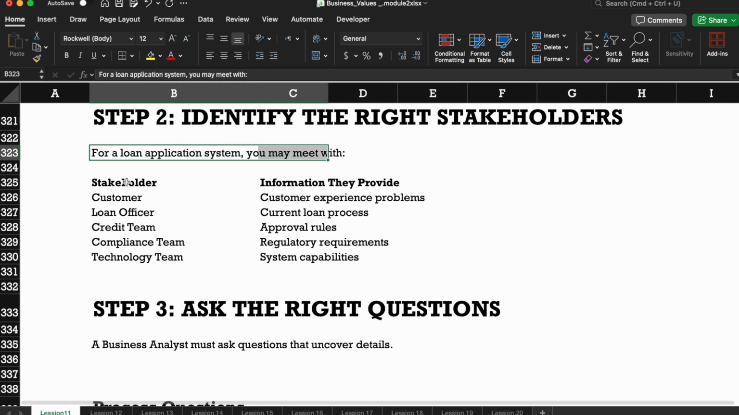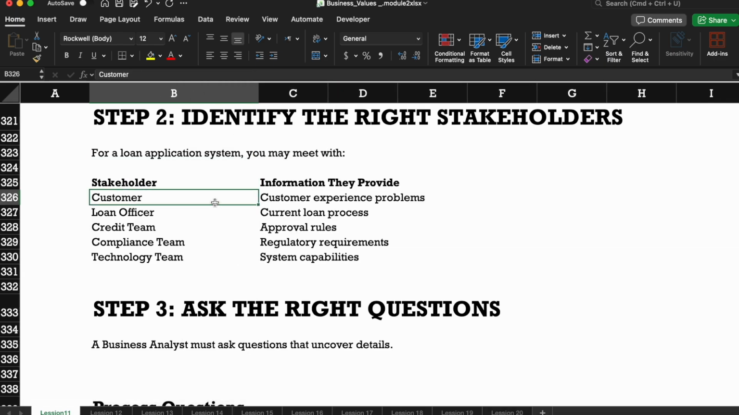So the first stakeholder is the customer. You will not be talking to the customer, but you can play around with the test portal as if you are a customer. You can apply for a loan in the testing environment and see what problems a customer is facing. That's the first initiative here. You can test the portal before you write any requirement. Okay, so that's the first step. You have to know what the customer is doing. That's why stakeholder number one is the customer.